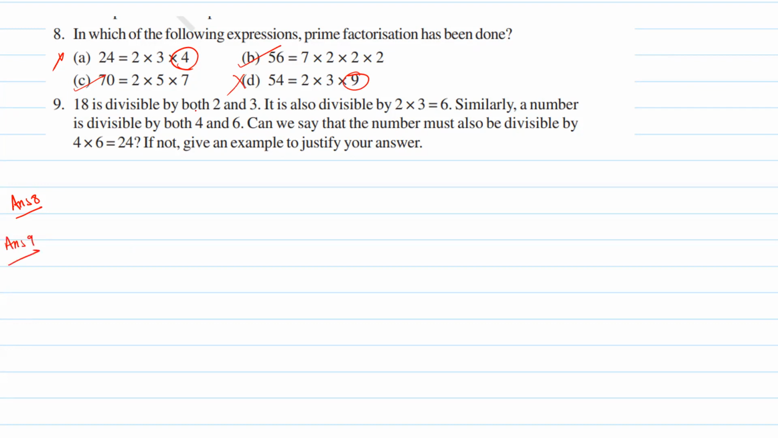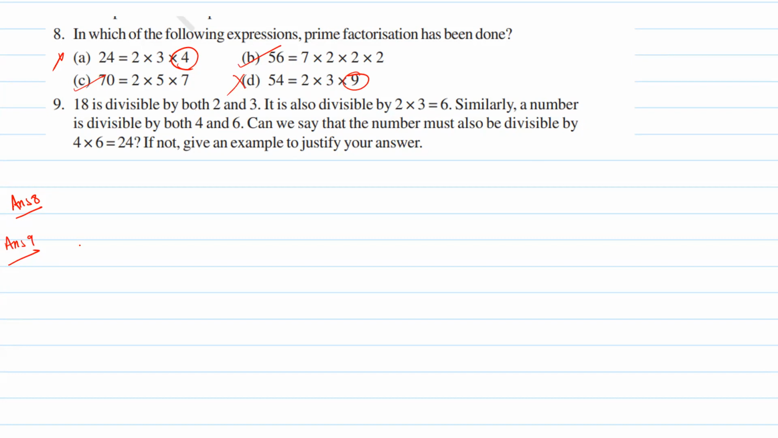Okay, coming to answer 9. 18 is divisible by both 2 and 3. It is also divisible by 2 into 3, that is, the product of these, which is 6. Similarly, a number is divisible by 4 and 6. Can we say that number must also be divisible by 24? Can we say it? And if not, give an example to justify your answer.